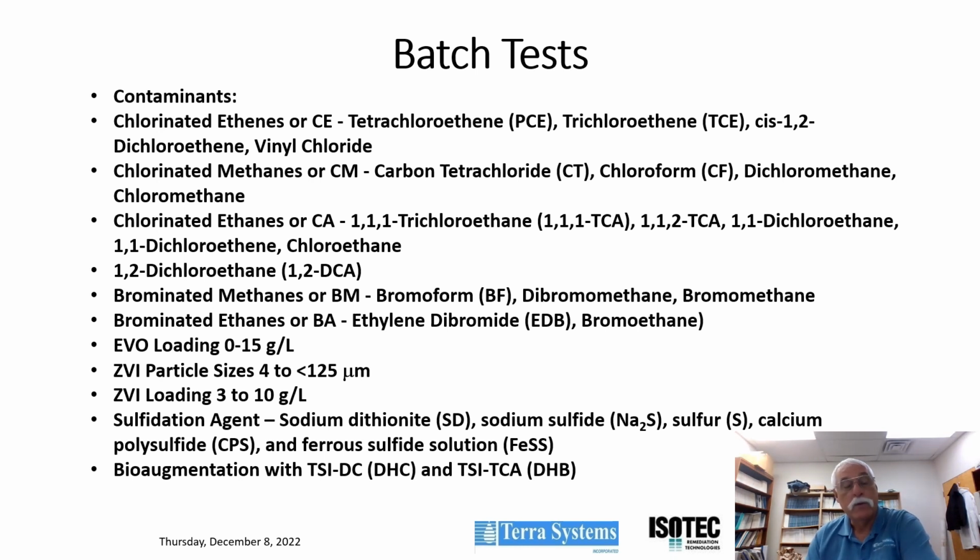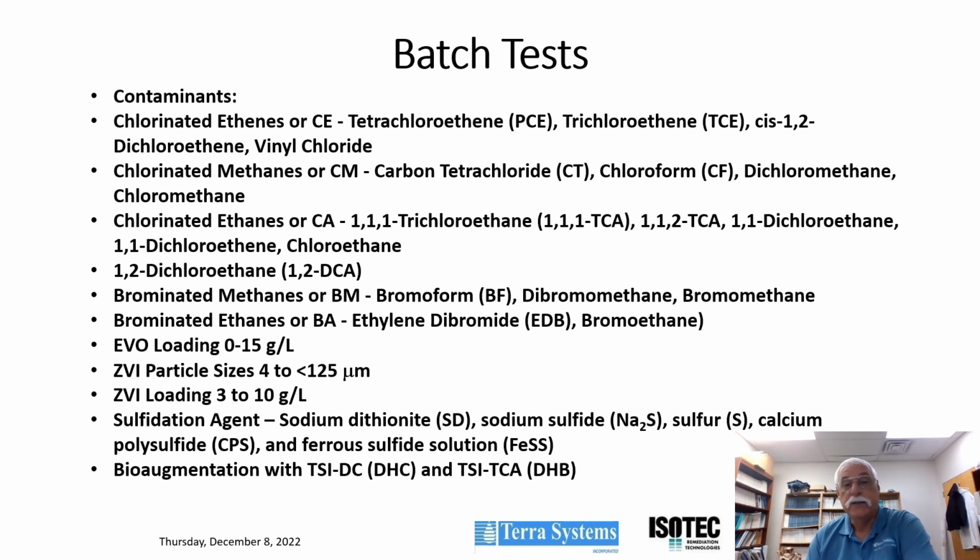Chlorinated ethanes include 1,1,1-trichloroethane, or 1,1,1-TCA, 1,1,2-TCA, 1,1-dichloroethane, 1,1-DCA, 1,1-DCE, and chloroethane. In addition, we've looked at brominated methanes, bromoform, BF, dibromomethane, and bromomethane, and brominated ethanes, ethylene dibromide, EDB, and bromoethane as its degradation products.